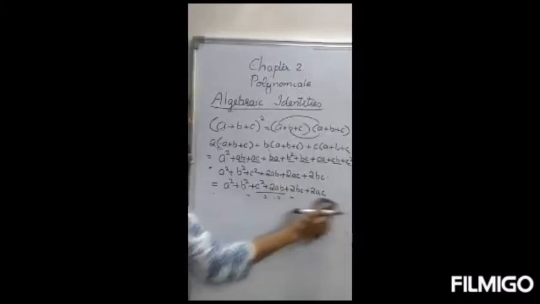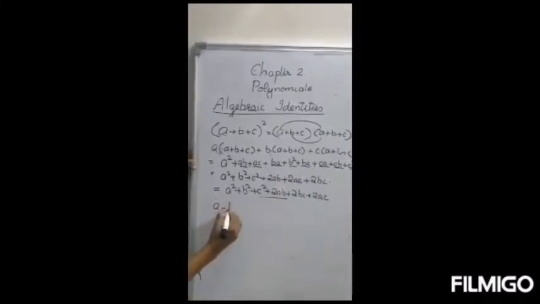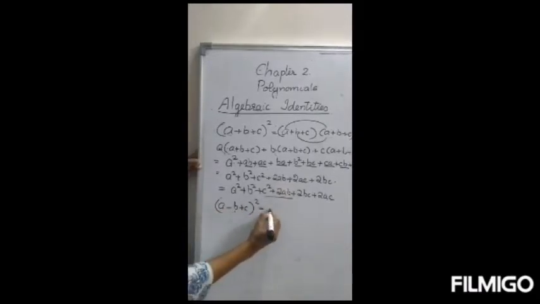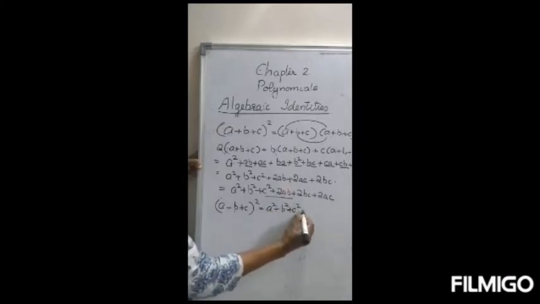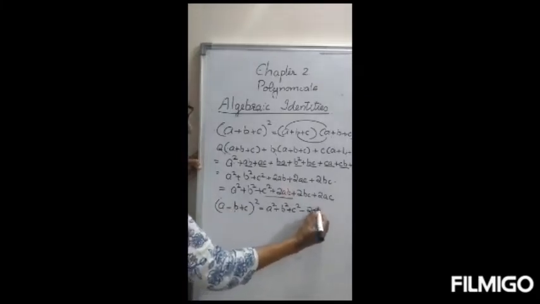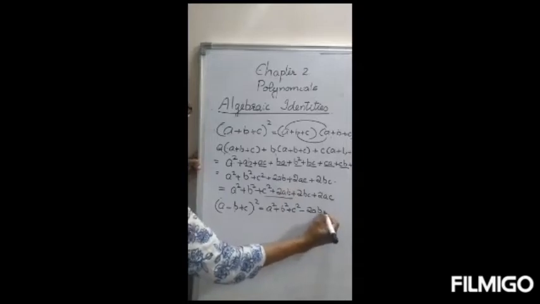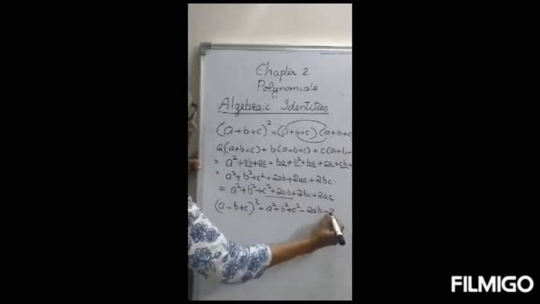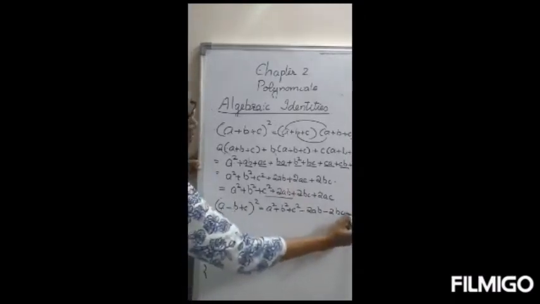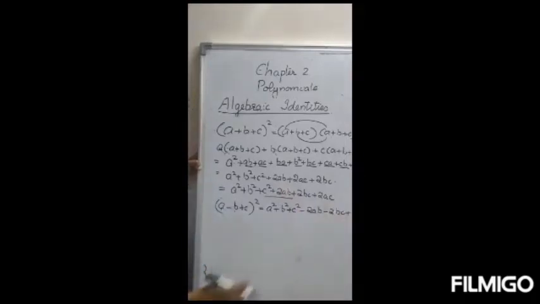Now again, (a minus b plus c) whole square. Here b is minus, so the first three terms will be same, a square plus b square plus c square, plus 2ab. Here b comes, so it will become minus 2ab. Now next is bc. There also b comes, so it is minus 2bc, and the last one is ac. It is plus 2ac.